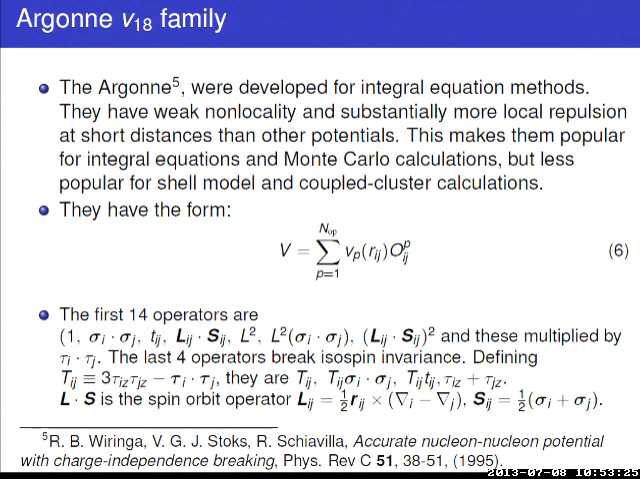So we have the argon family of potentials. And the only thing I really wanted to say here is it has a central potential, a sigma dot sigma potential, that can tell the difference between singlet and triplet states. It has a tensor potential, so this can flip the spins and give you angular momentum. And it has a spin orbit.